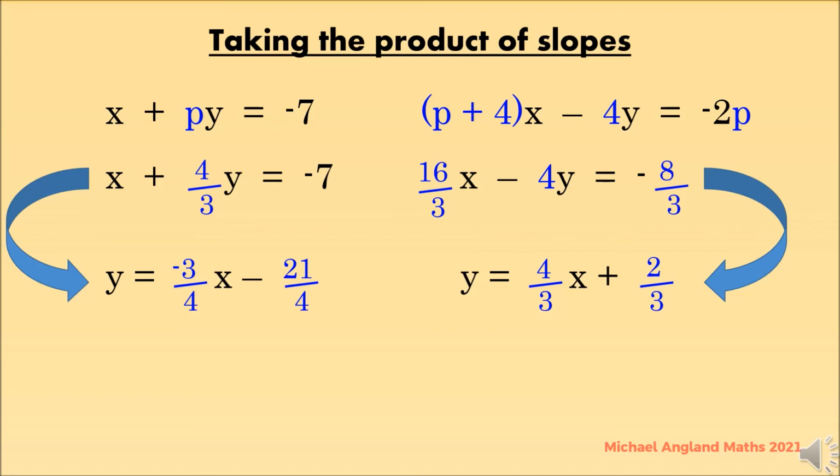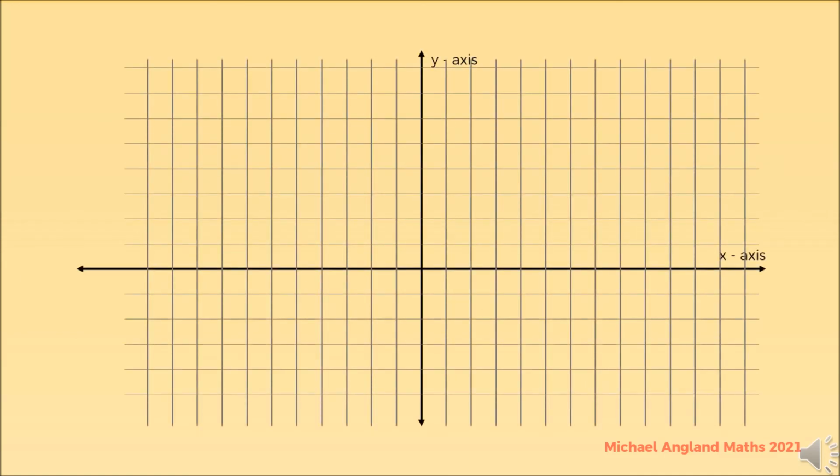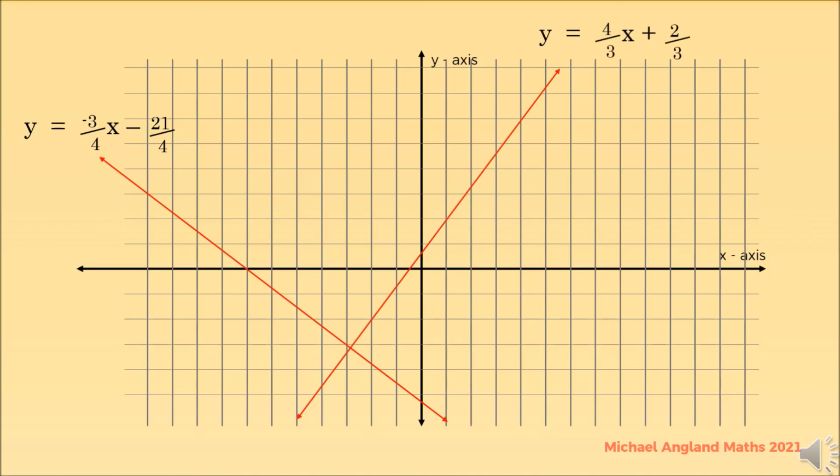So let's go to the next slide and graph those to confirm that they are indeed perpendicular. Now here's our grid. We'll start by graphing y equals minus 3/4 x minus 21 on 4. That has a negative slope, so it's going down as we move to the right. And because 3/4 is less than 1, it's gradually moving down rather than more aggressively moving down. Now let's impose the other equation onto this grid so we can compare the two.